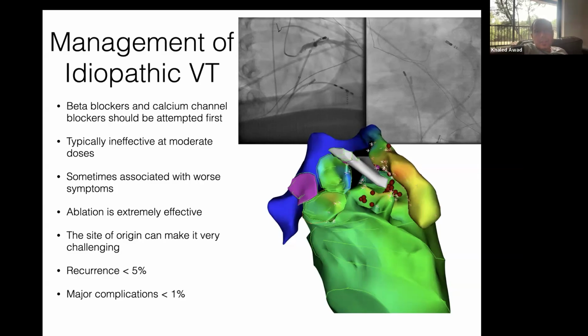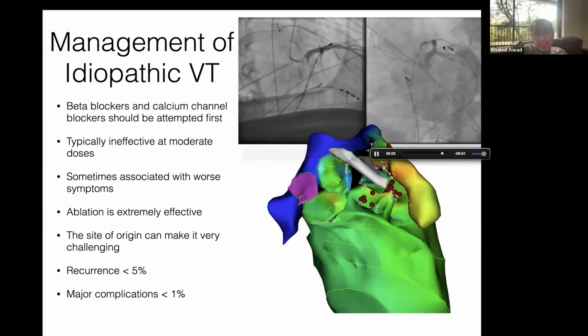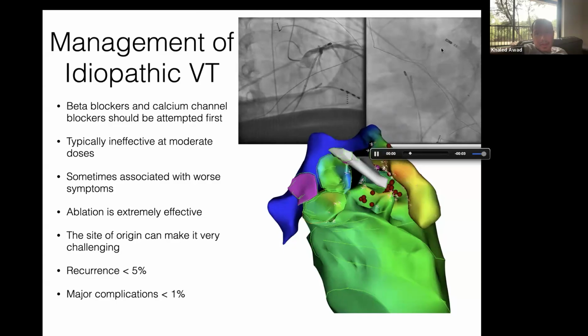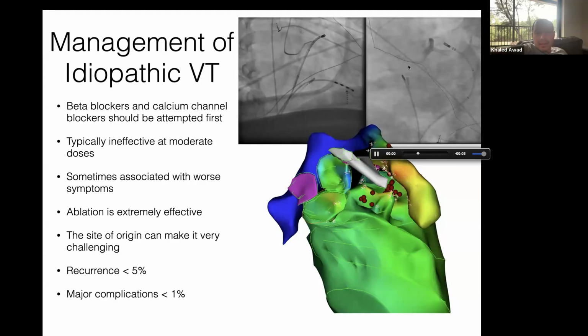I'm showing you an example of a very difficult site to reach. This is a case I did, and you can see the catheter sitting essentially across from the bifurcation of the left main. If the catheter is 4 millimeters and you're about 2 or 3.5 millimeters, you're about 5, 6 millimeters away from the bifurcation of the left main. This is a site that poses a lot of challenges. They're not always easy to get rid of.